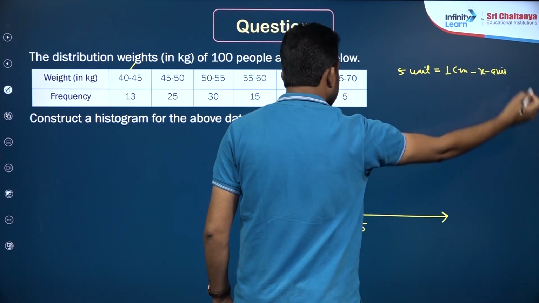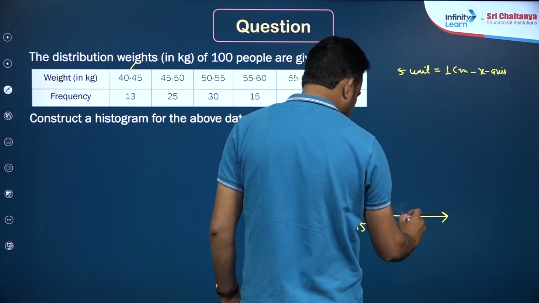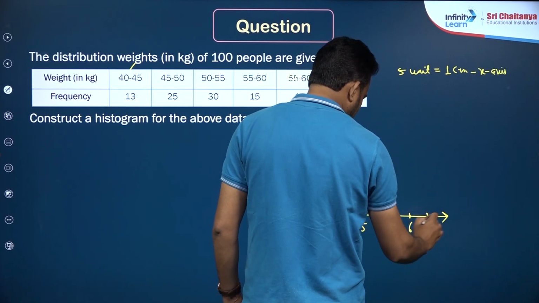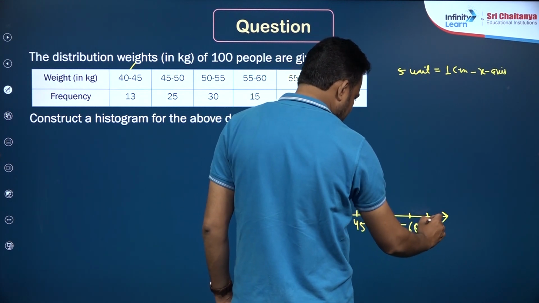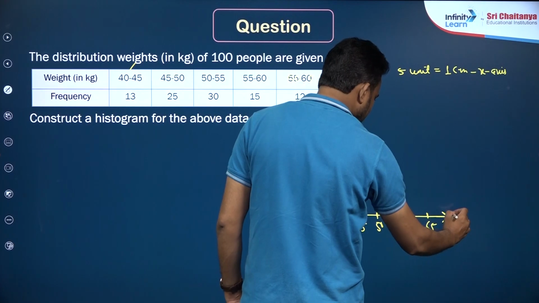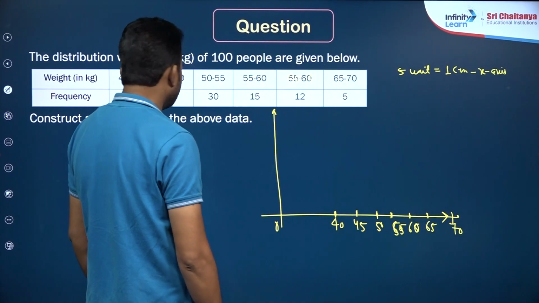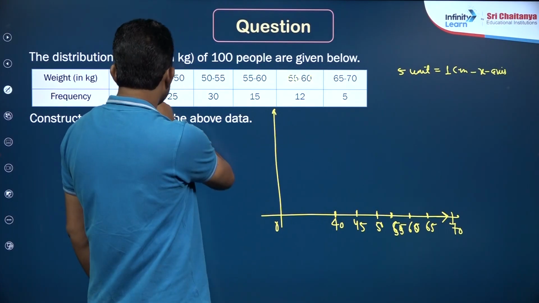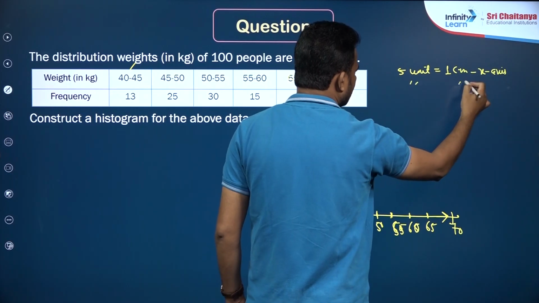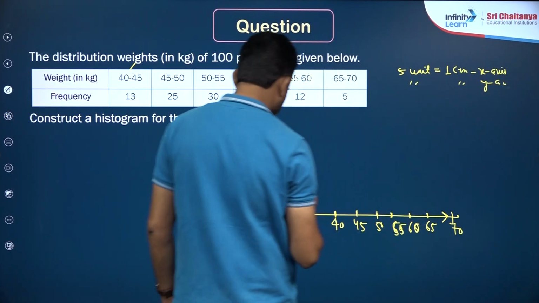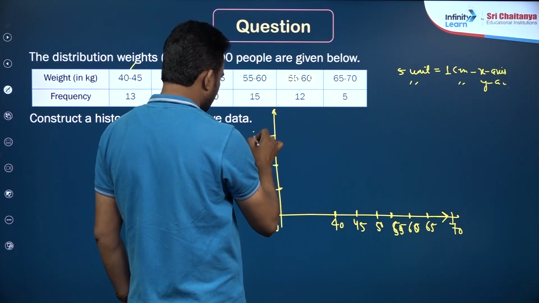So this scaling is important, right? 45 to 50, then 50 to 55, 55 to 60, 60 to 65 and 65 to 70. Now frequencies. So for frequencies I will use the scaling factor. So what are the frequencies? 13, 25. Same thing for y-axis, right? So 1 centimeter is equal to 5 unit, 10 and 15.